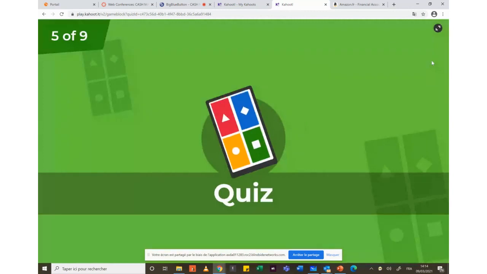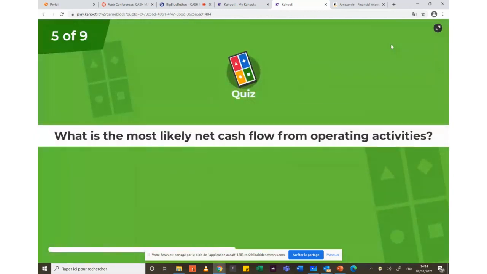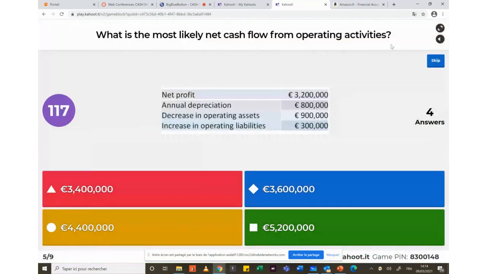So question 5. In red, 3.4 million. In blue, 3.6 million. In yellow, 4.4 million. In green, 5.2 million.